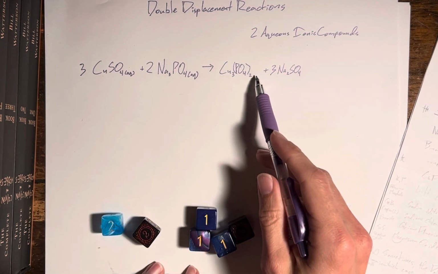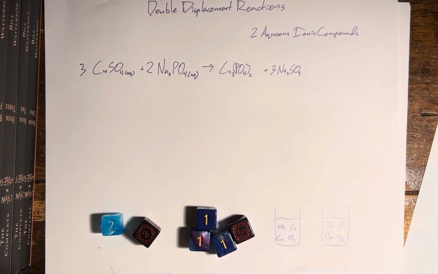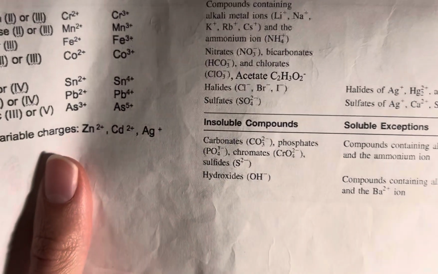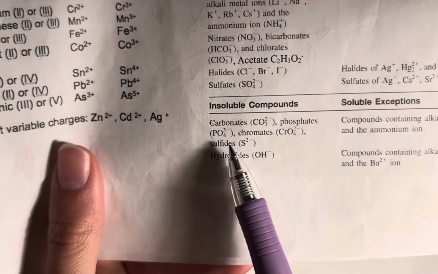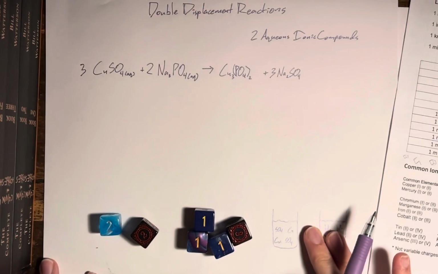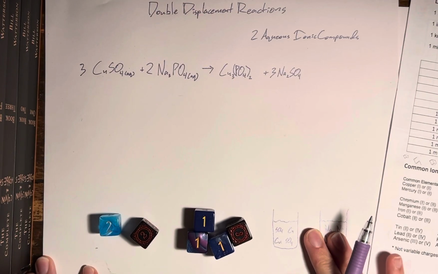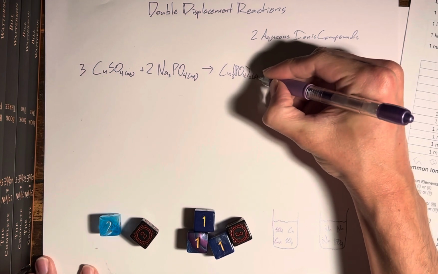Now we just have to figure out if these are aqueous or solid. And to do that, you take a look at your solubility chart. Let's start with copper phosphate. You can see phosphate is right here in our insoluble compounds, with the exceptions of alkali metal ions and the ammonium ion. Copper is neither of those things, which means that copper phosphate is insoluble. That means it stays as a solid.